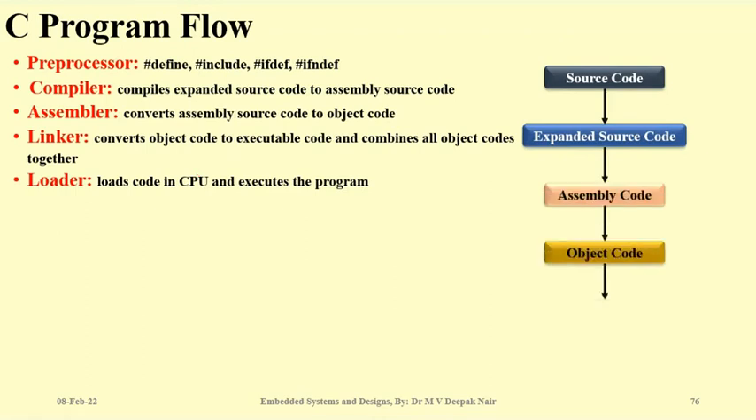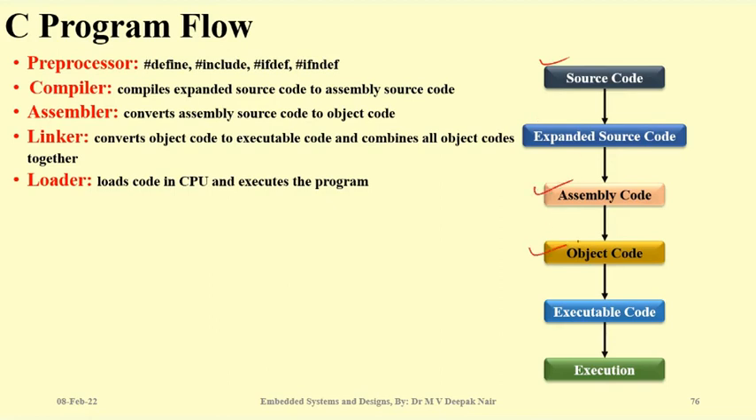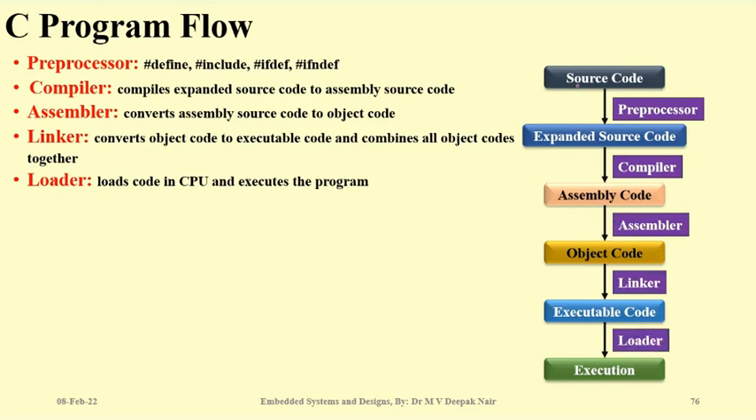So this is the sequence which is generally followed when we write a C program. First of all, we write a C program, which is the source code. Then it is expanded, then it is assembled. Then object code is generated, then exe code is generated, and then the loader loads that code into the CPU. So during this process, for the source code, first the preprocessor will run, then the compiler, then the assembler, then the linker, and then the loader.